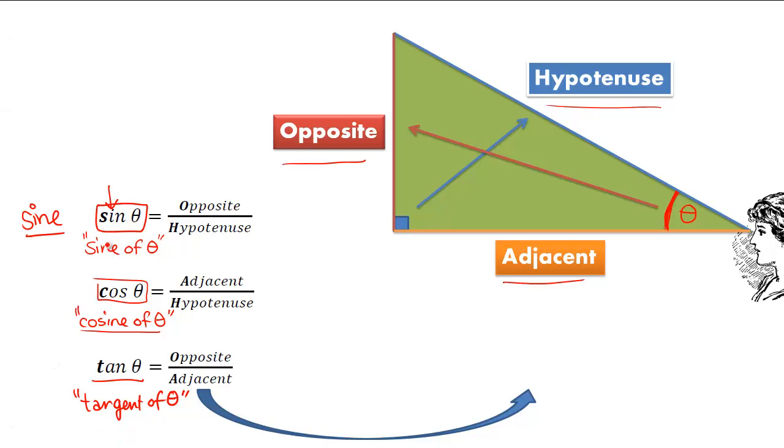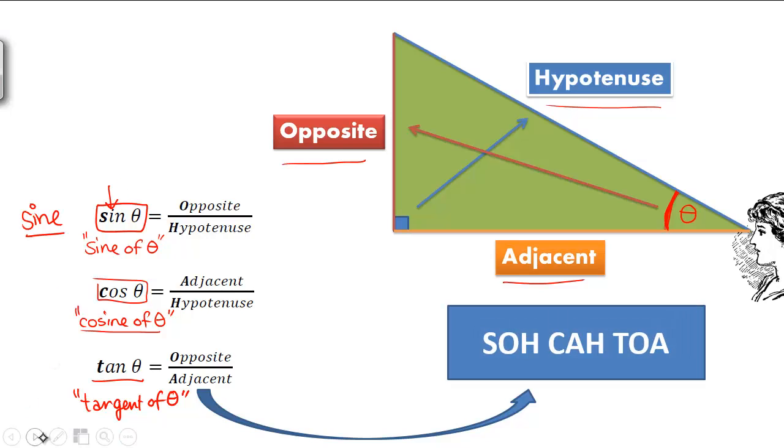And these ratios are often remembered according to the mnemonic SOHCAHTOA. You may have heard this before. It represents the sine ratio as being opposite over hypotenuse, the cosine ratio as being adjacent over hypotenuse, and the tangent as being opposite over adjacent.